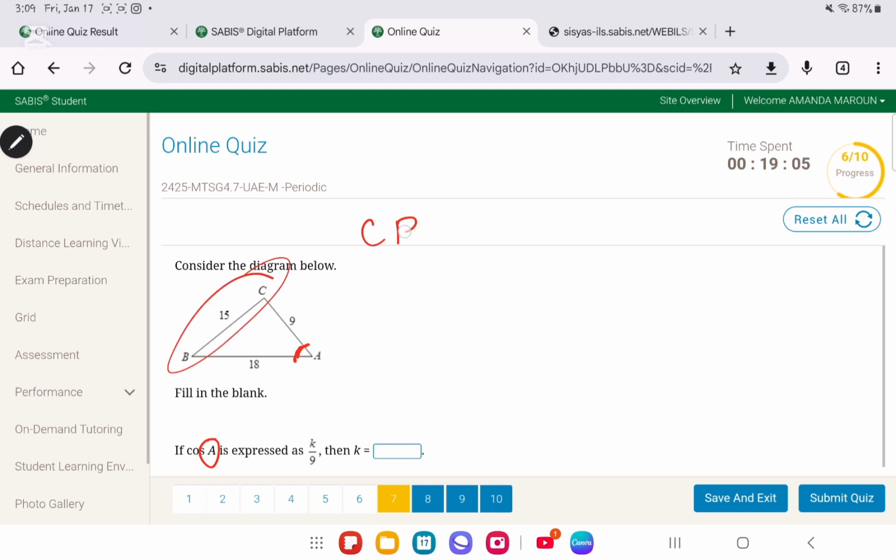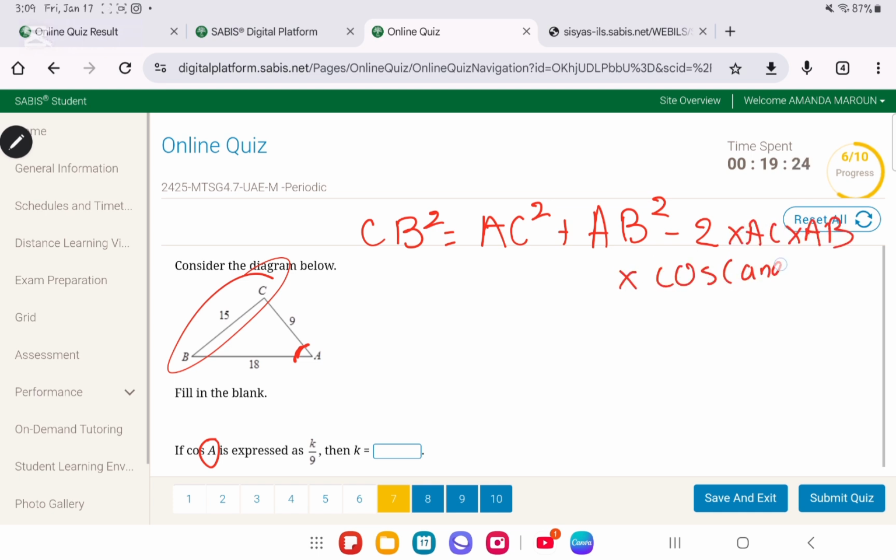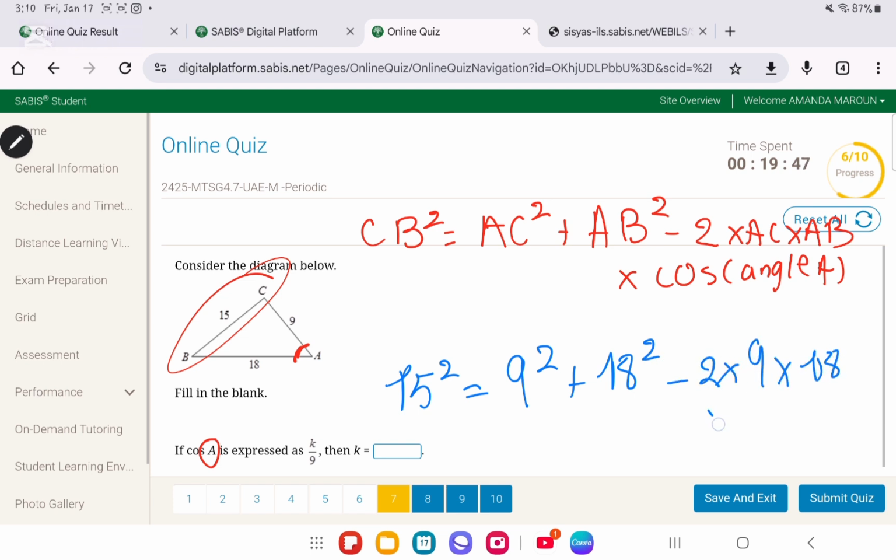We need to find CB squared. So CB squared is equal to AC squared plus AB squared minus 2 times AC times AB times cosine of the angle in between them, which is angle A. So let us substitute the values. CB squared is going to be 15 squared, is equal to AC squared, which is 9 squared, plus AB squared, which is 18 squared, minus 2 times 9 times 18 times the cosine of angle A.